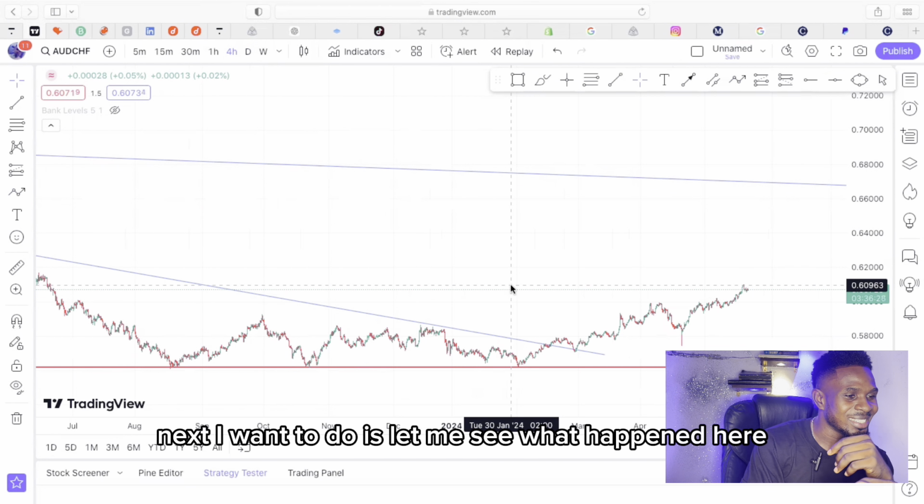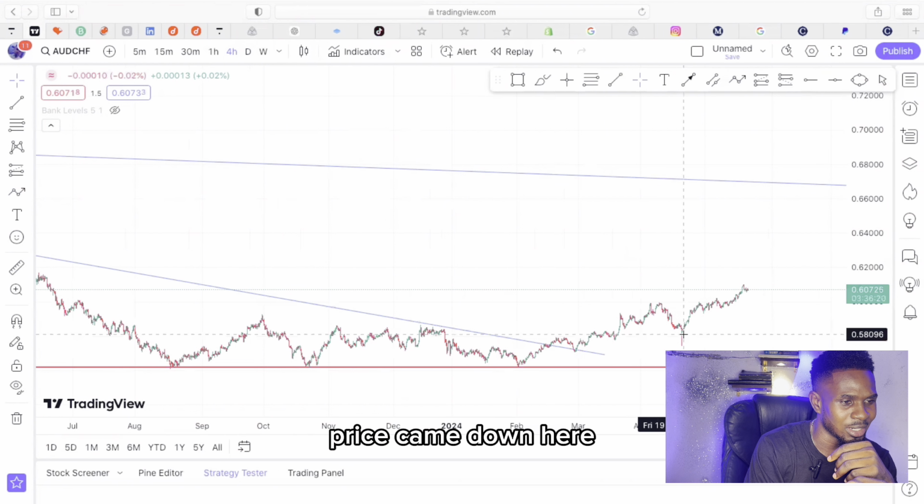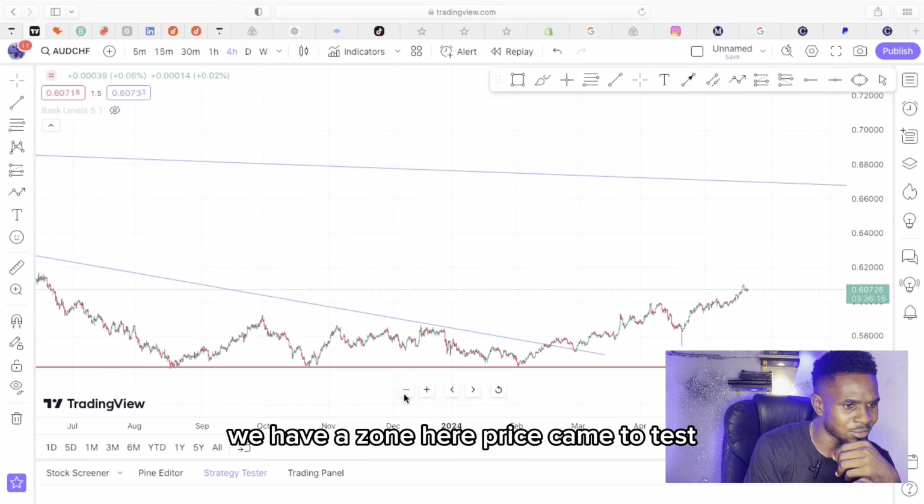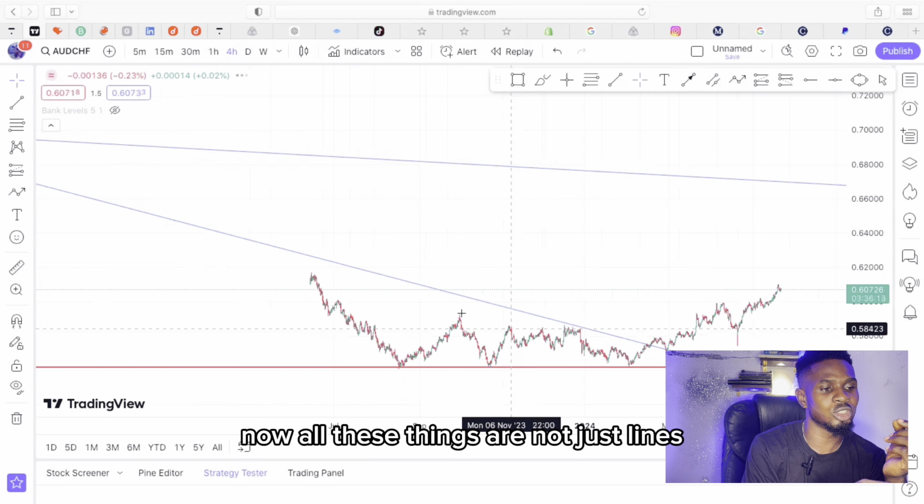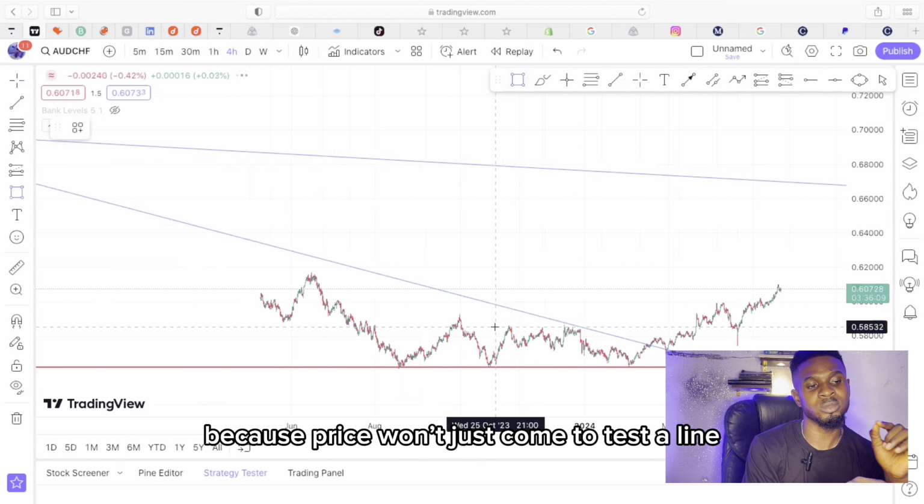So next thing I want to do is, let me see what happened here. You can see how price is pushing, and price came down here, which means we have a zone here. Price came to test. So now all these things are not just lines. We call them zones. They are zones because price won't just come to test a line.